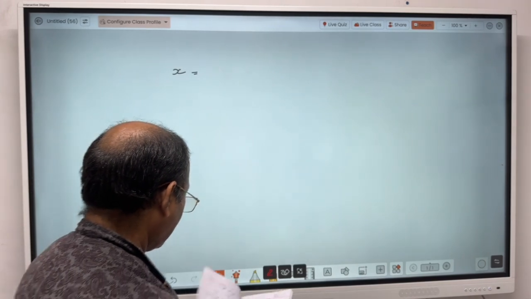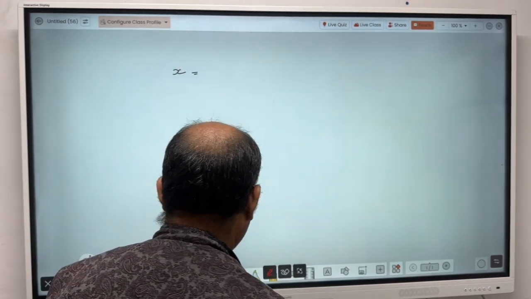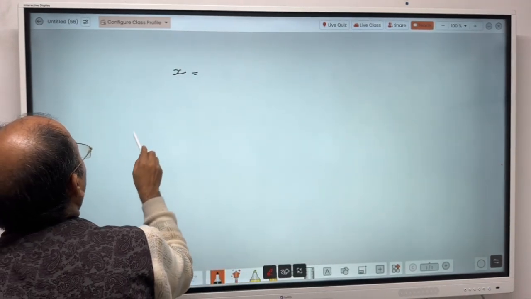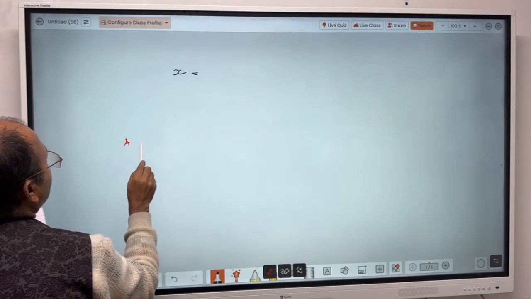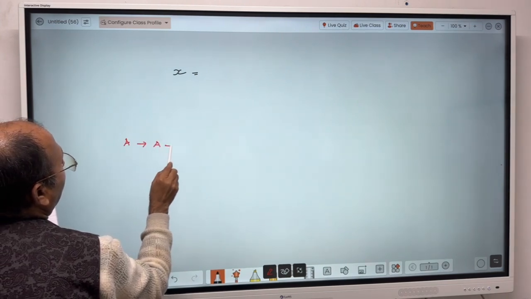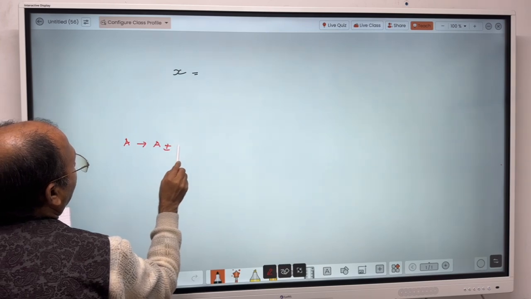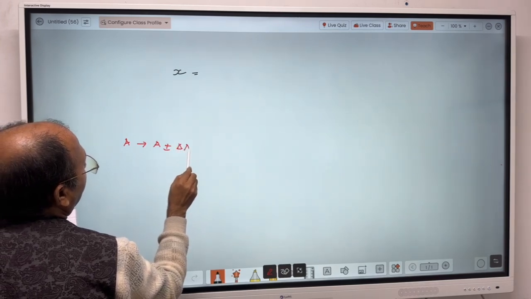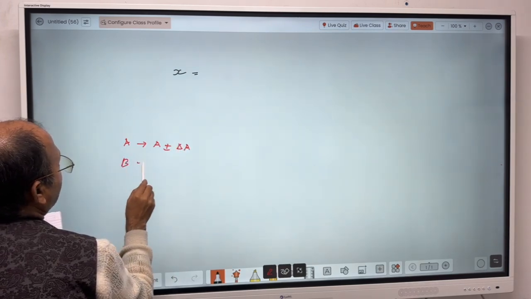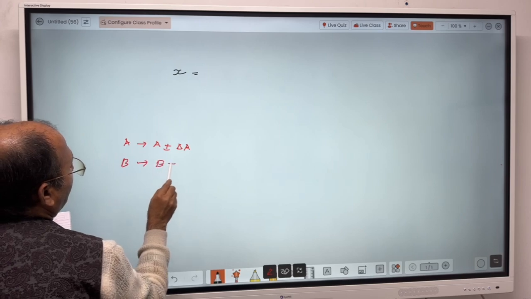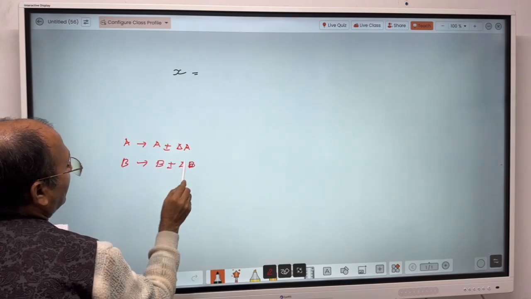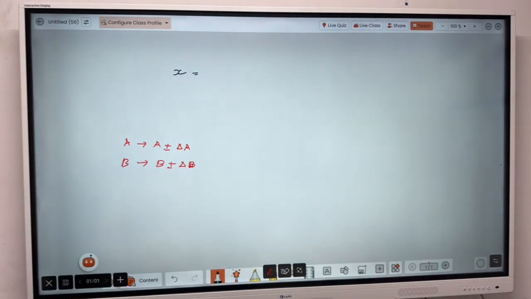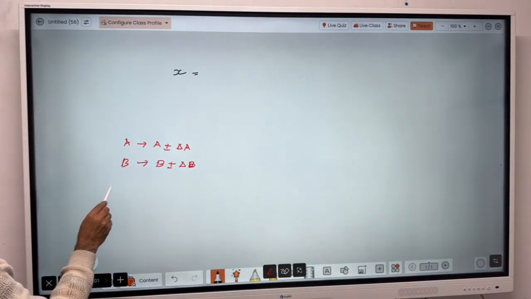Next thing is combination of errors. Suppose you have a quantity A whose correct measurement is A plus minus delta A. Similarly, another quantity is measured as B plus minus delta B. And you are going to add these two quantities, or you are going to subtract these quantities. Then what will you do?